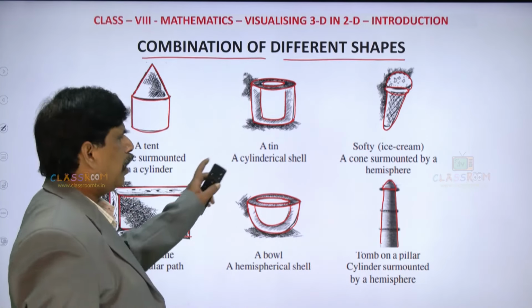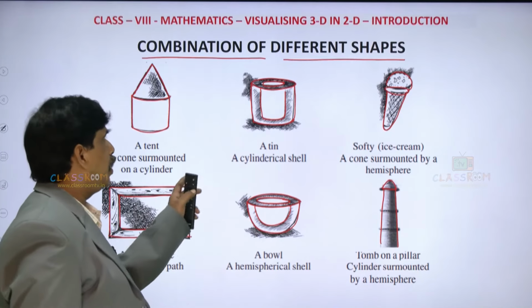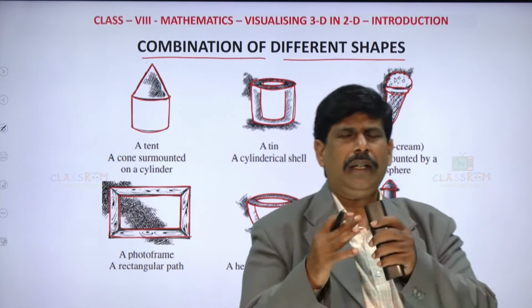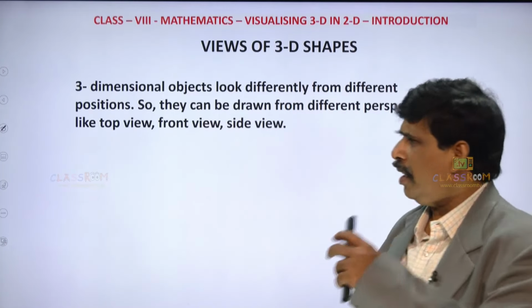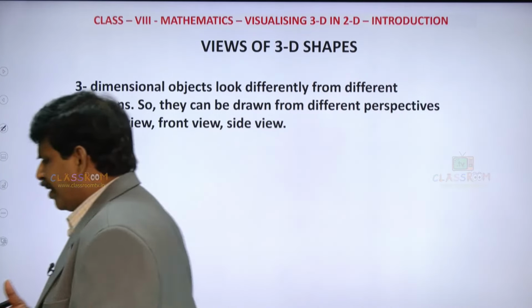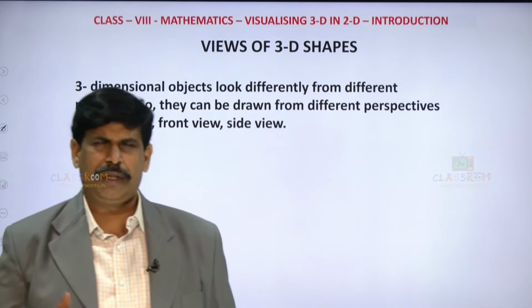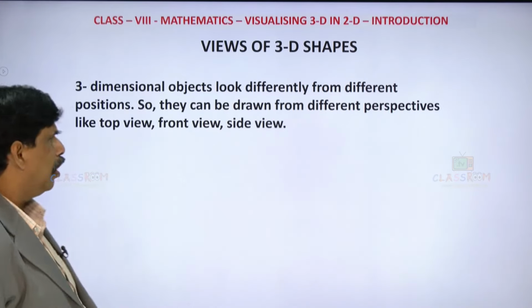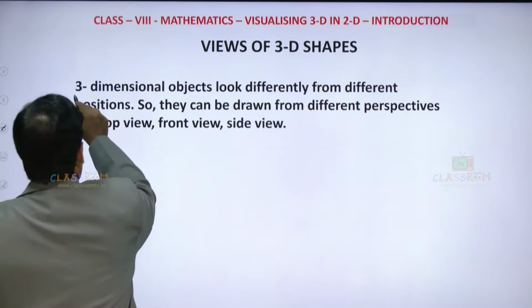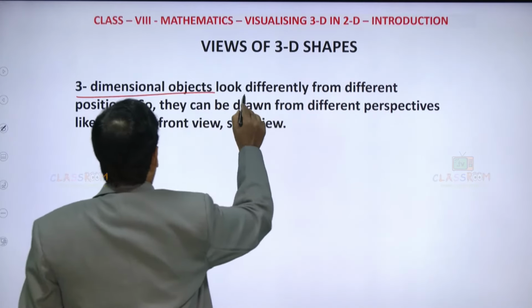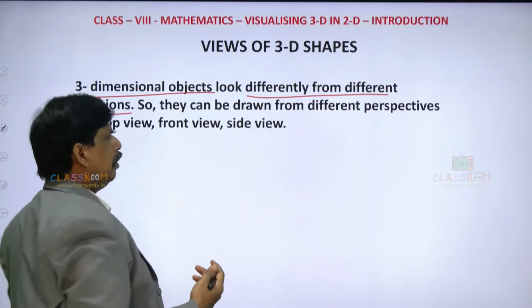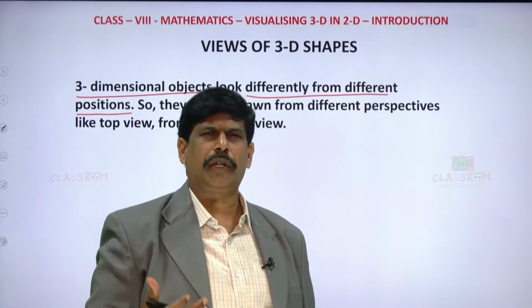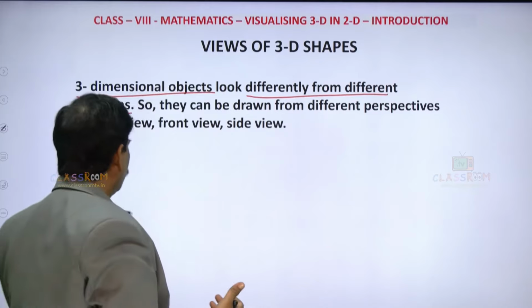So these are the different combinations we are seeing, the different shapes. They are combined. Is it clear? Now, let us see here. We are discussing three-dimensional objects. These three-dimensional objects look different from different positions. So what will be the different positions? That means I'm talking about different perspectives.